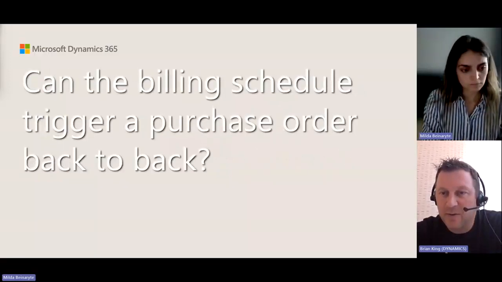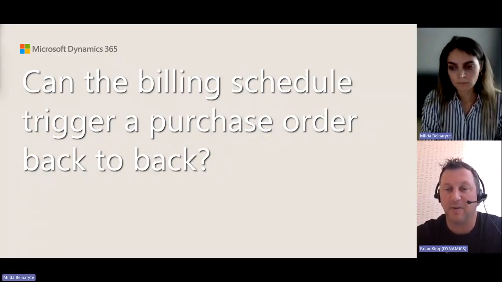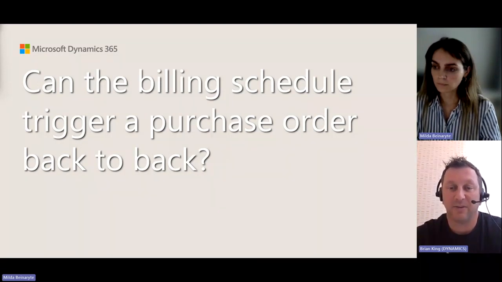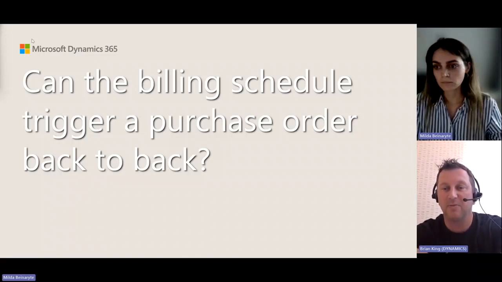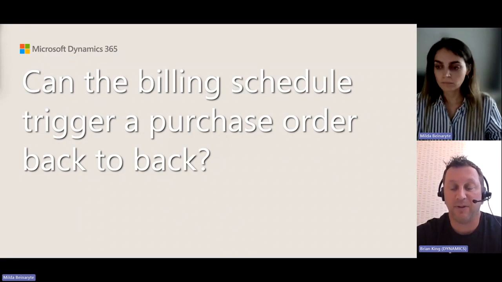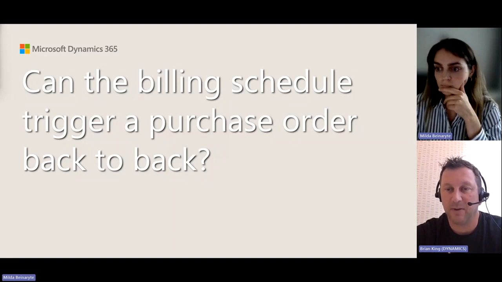Can the billing schedule trigger a purchase order back to back? So maybe a clarification here on the billing schedule. The billing schedule itself is either going to create a sales order or a free text invoice. It's not going to create a purchase order. Now, that's not to say that you can't take that sales order that's created and create a purchase order off of that particular sales order to go generate that inventory that you need for it. But this billing schedule itself is not going to create a purchase order itself. If you have a purchase order or a requisition number, you can add those to the header, but it's not going to create any of those documents from that particular billing schedule.